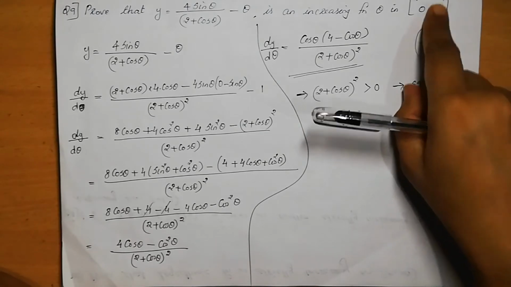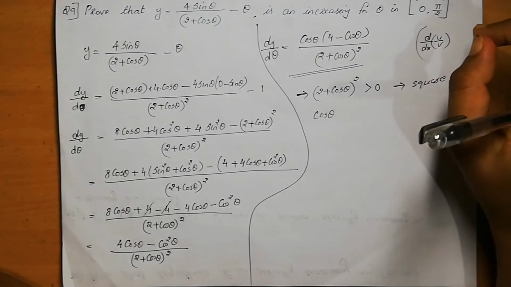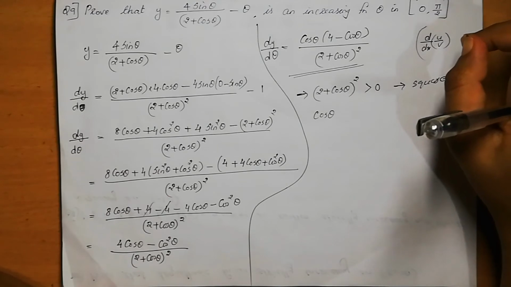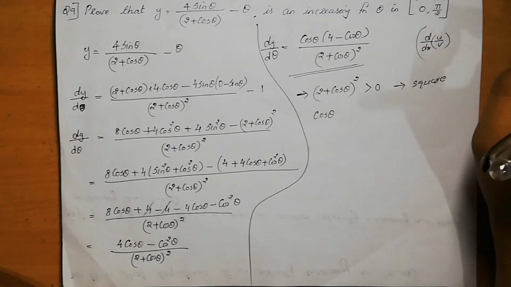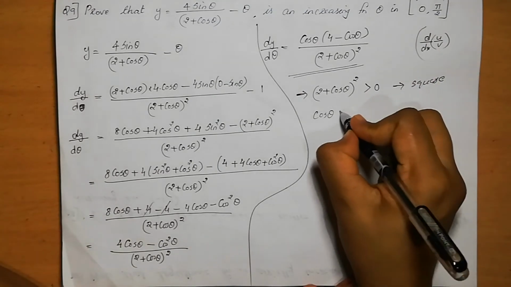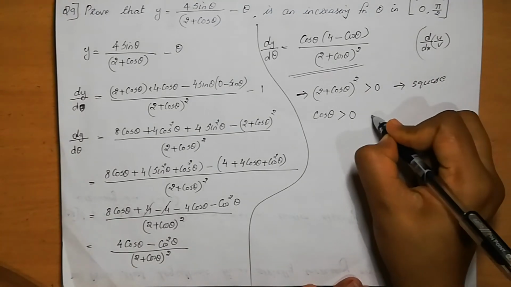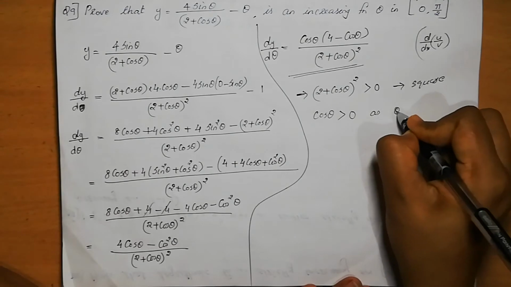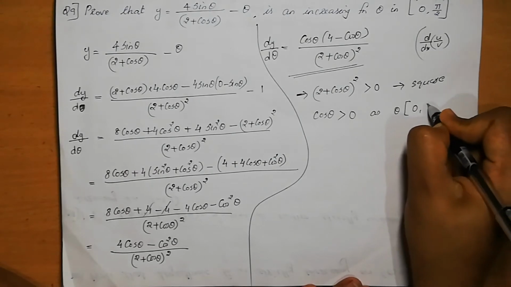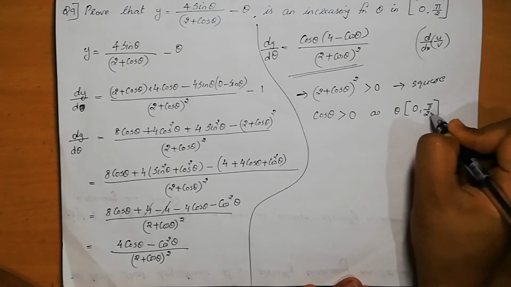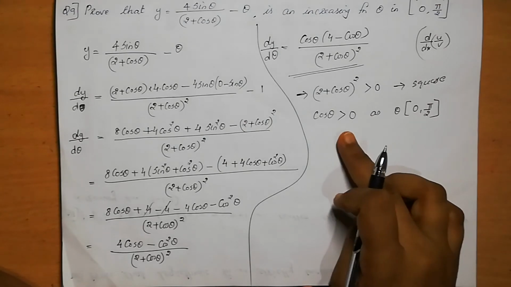So the cos values between 0 and pi by 2 are 1, root 3 by 2, 1 by root 2, 1 by 2 and 0. That means all are greater than or equal to 0, right? So what can we write? Cos theta is greater than 0 as theta is in the closed interval 0 to pi by 2. Correct.